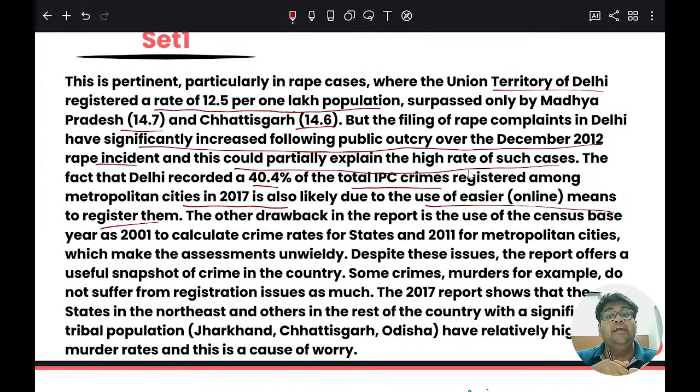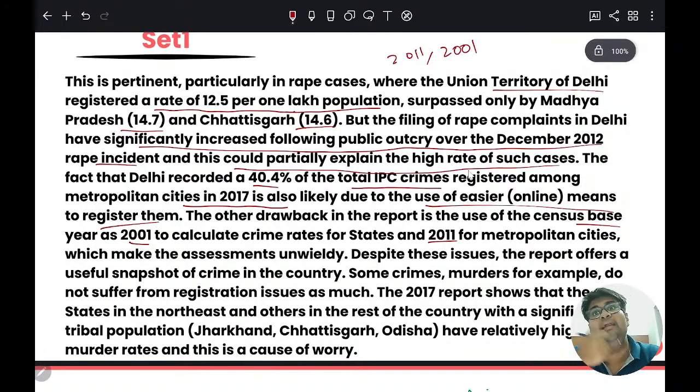First thing. Another drawback in the report is the use of census base year as 2001 to calculate crimes for states and 2011 for metropolitan cities. Oh, now the census base is really old, 2001 and 2011. Now we were talking about a report in 2017. Of course, be it from 2011 or from 2001, there would be a really drastic change. So this change will not be addressed in the census report. We don't know how many people are there. So we cannot assume statewide figures, that is a problem.